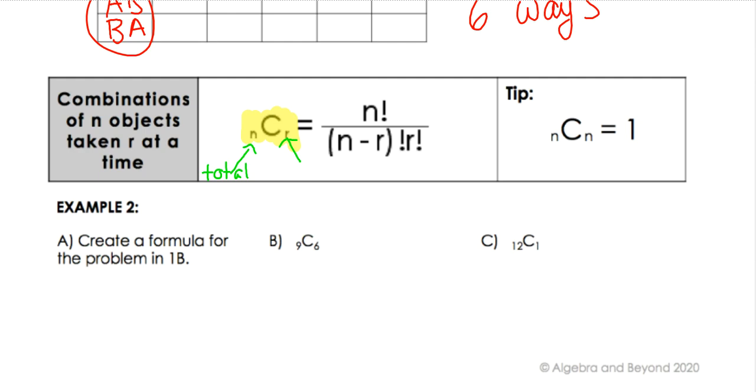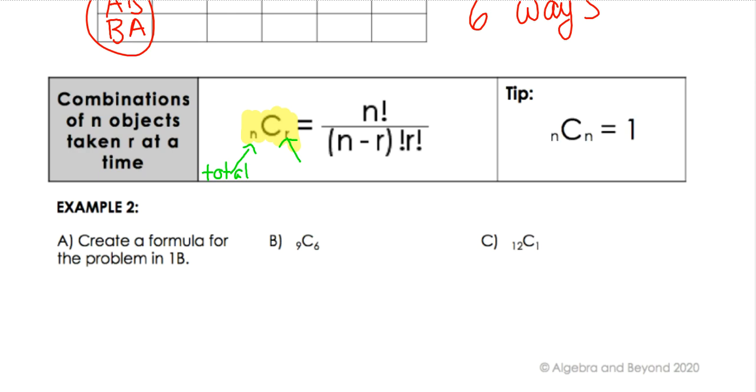So the formula for a combination is n factorial, which remember means n times all the numbers below it down to 1, divided by n minus r factorial times r factorial. So that denominator is helping divide out the repeats. So when we talked about Alice and Benjamin before being repeats, same idea here. And then we just want to remember that if we have a total of n objects and we're selecting all of them, there's only one way that can happen for a combination. All right, so let's look at some examples here.